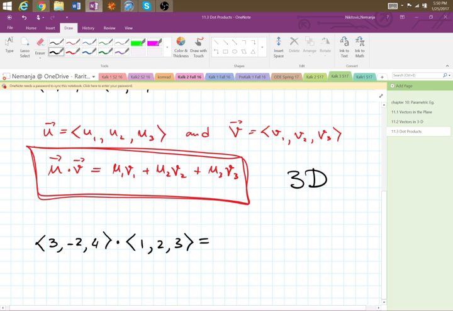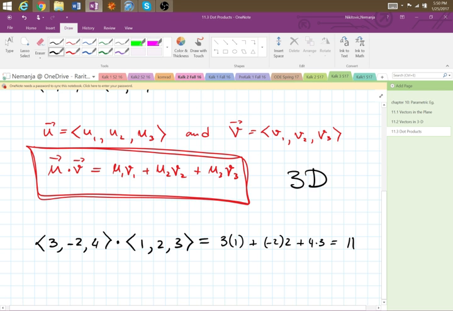So 3 minus 4 is -1, plus 12 is 11, right? So 3 times 1 plus -2 times 2 plus 4 times 3 is 11, clearly. Good. So that will be the dot product.